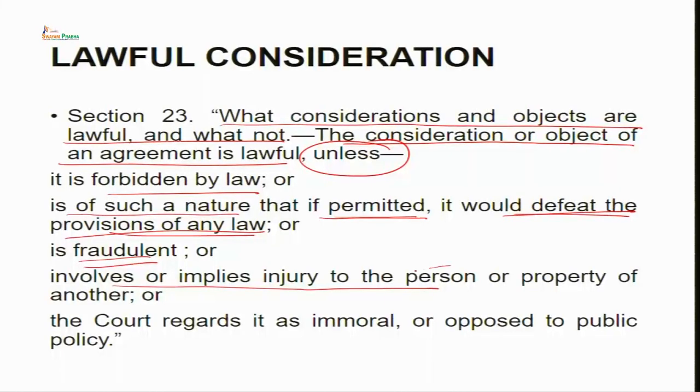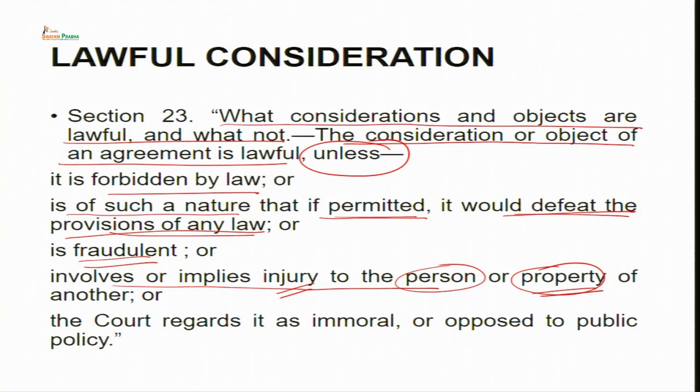Then it says it involves or implies injury to the person or property of another. So, when we say lawful consideration, lawful object, it's not necessary to always give the example of the sharpshooter, that is causing bodily harm. Even causing harm to the property counts. Injury here means you are trying to cause injury or harm to the property of any person, right?